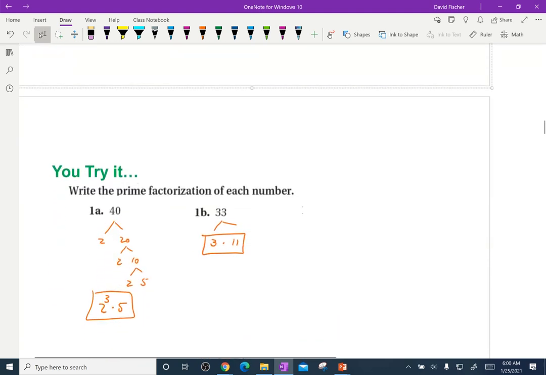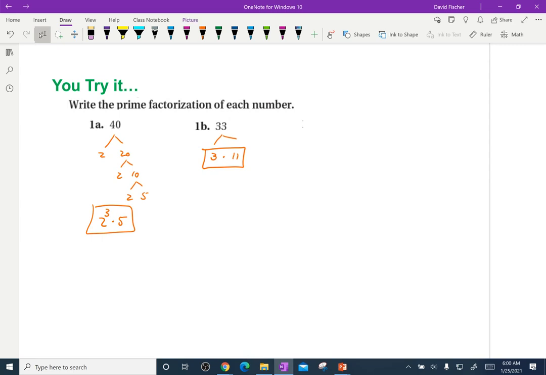All right, let's see how you did. 33 was nice and easy because 3 times 11 is the only way you can get 33, and 3 is prime and 11's prime, so my factor tree was kind of done. Again, I like to circle these. I don't know why I didn't each time on my branch so that I know that branch is done. But I had 3 2's over there and a 5. All right.